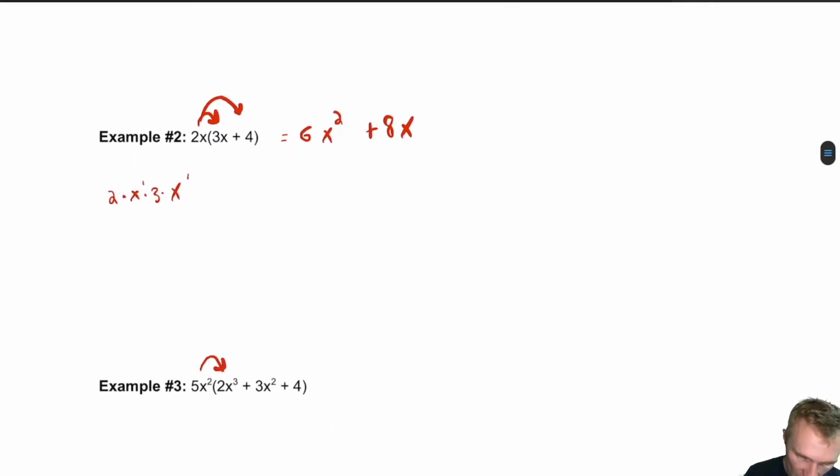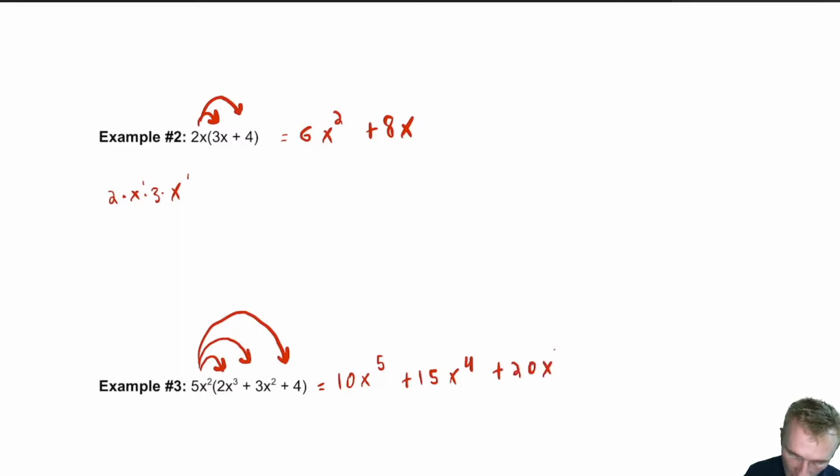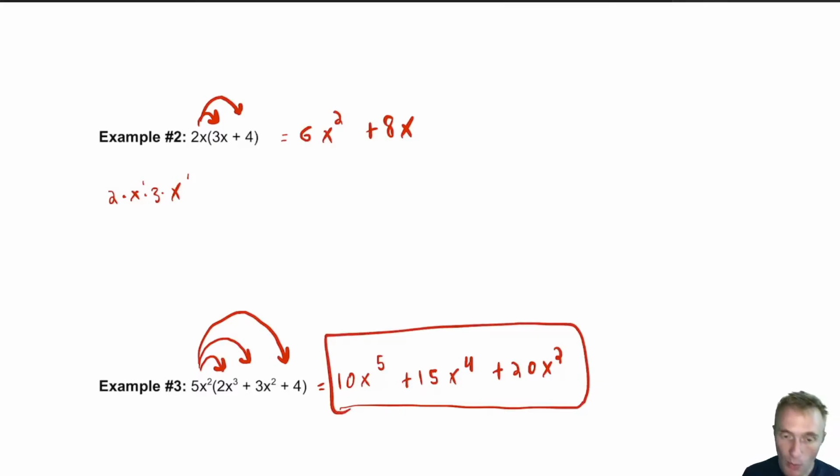First, we'd have 5x squared times 2x to the third. That's going to be 10x to the, add their exponents, fifth. 5x squared times 3x squared. That's going to be 15x to the fourth. And 5x squared times 4, that's plus 20x squared. So that's all that's happening there. We're multiplying the coefficients and we're adding their exponents if they're the same term type. In this case, they're all x's, so we are allowed to do that.